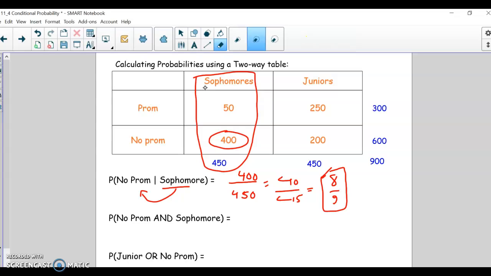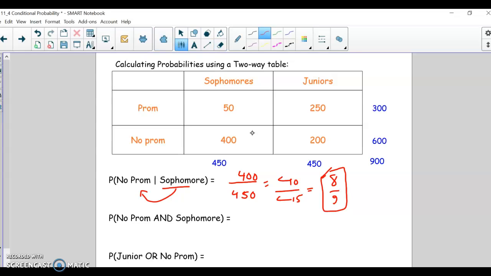Okay, so on an and or an or, you're looking at everybody. Given that changes the denominator; there we were looking at only sophomores. Here there's no given that. So we were looking at no prom and sophomores, so our bottom number is everybody. On these last two, the bottom number is everybody. From there we just have to figure out the favorable part.